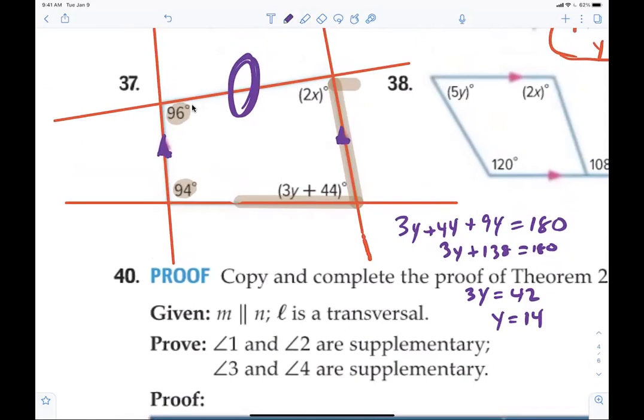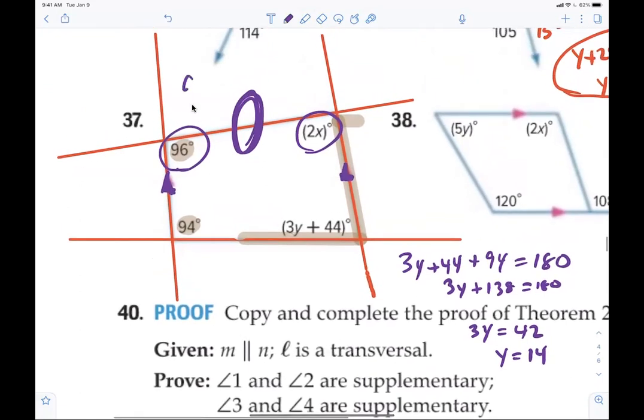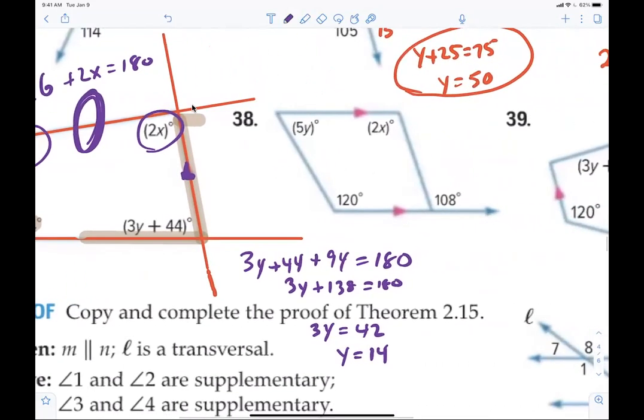Everyone, don't sit there and not say something. Tell me about the 96 and the 2x. Right, I don't have to do the math on that. Everybody can write that. 96 plus 2x equals 180. Everybody happy with that? Hopefully feel better. Okay, let's take a look at 38.